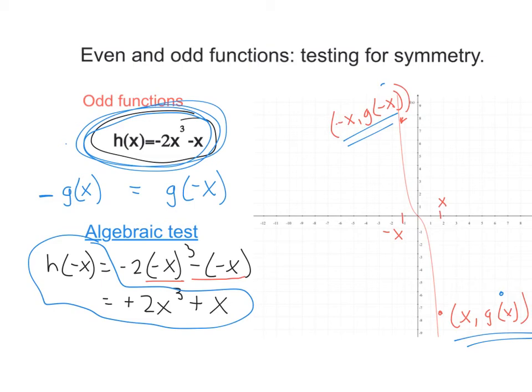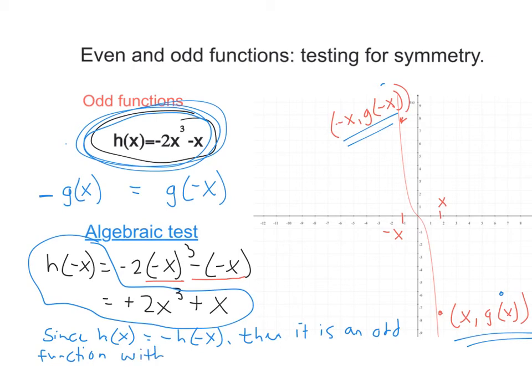So I can reach a conclusion: since h of x is the opposite of h of negative x, then it is an odd function with what's called origin symmetry, which is a rotation around the origin. So that's our test for an odd function.